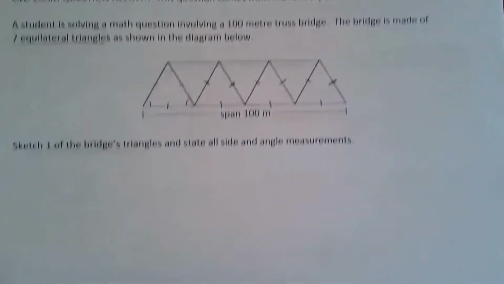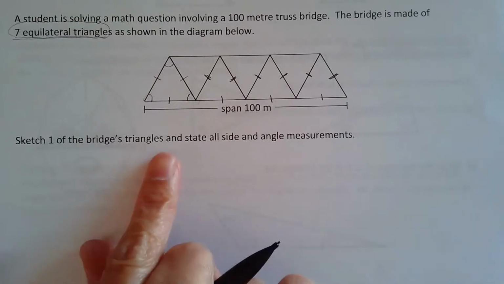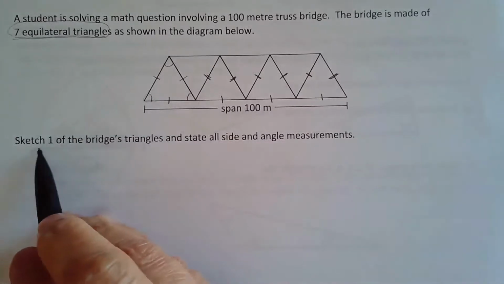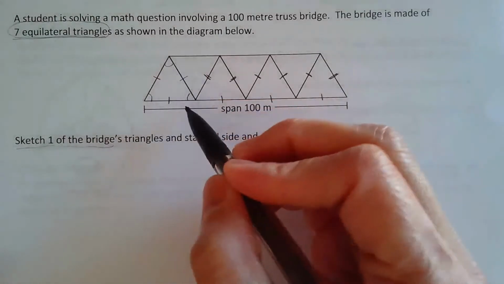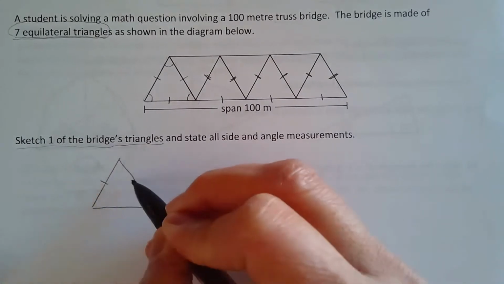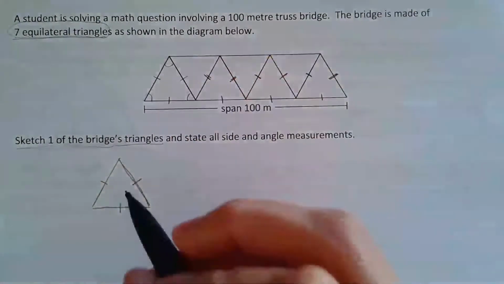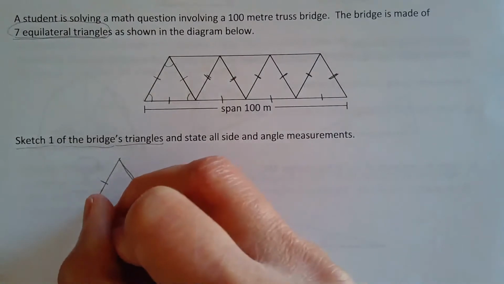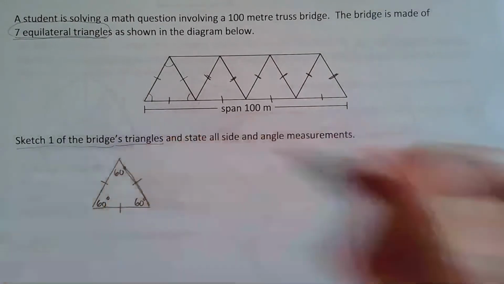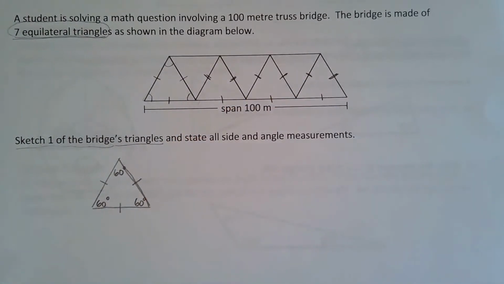In this particular case, it says sketch one of the bridge's triangles, and state all sides and angle measurements. So I'm just going to sketch one bridge triangle. All I know is they're equilateral, so I can do that. Because they're equilateral, this is 60, this is 60, and this is 60. So I can do angles. Well, what about the sides? What can I do with the sides?